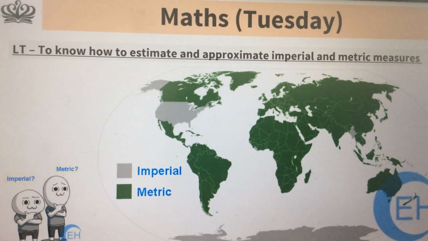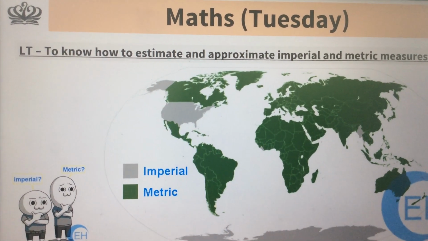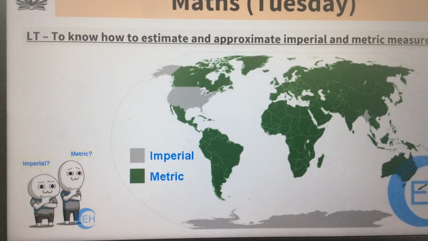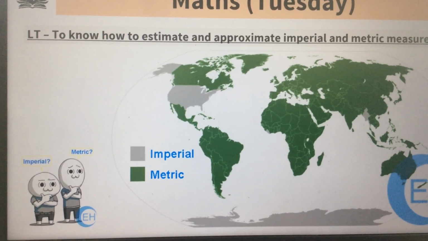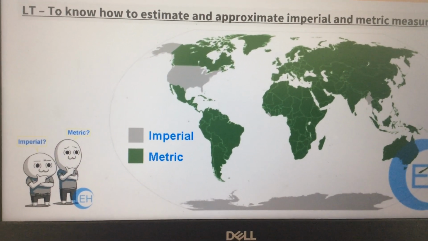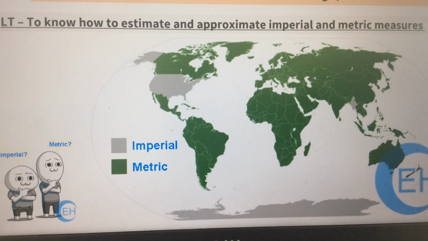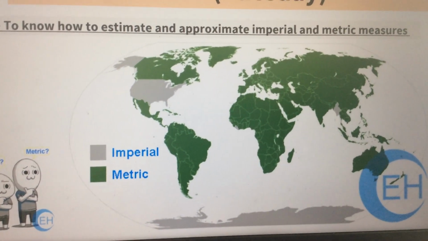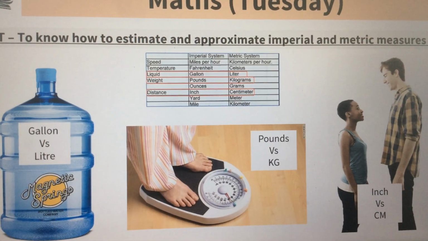So a lot of the world, as you can see, uses the metric system, but you will see that countries such as the United States use the imperial system. So if you are driving a car in the United States, all of the distances will be in miles. If you go to the shops there, you'll be weighing things in ounces and pounds. So other different places that you go to will use different systems.